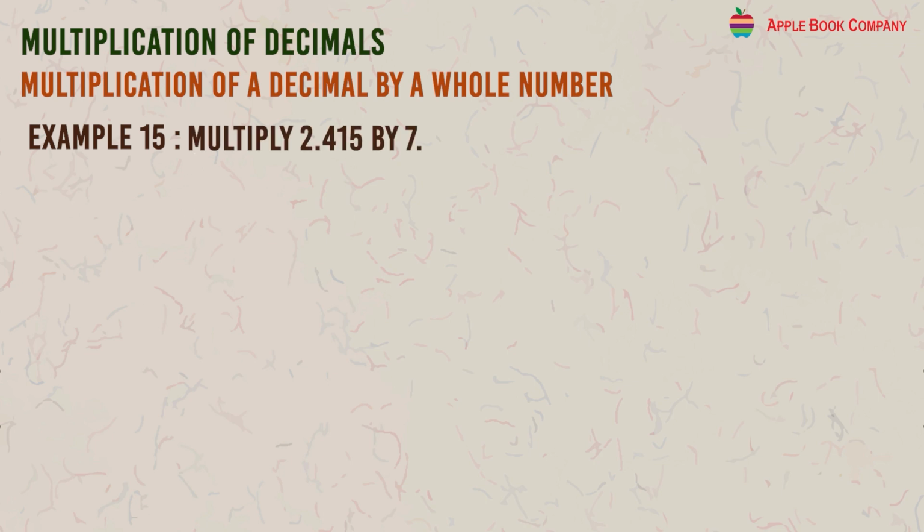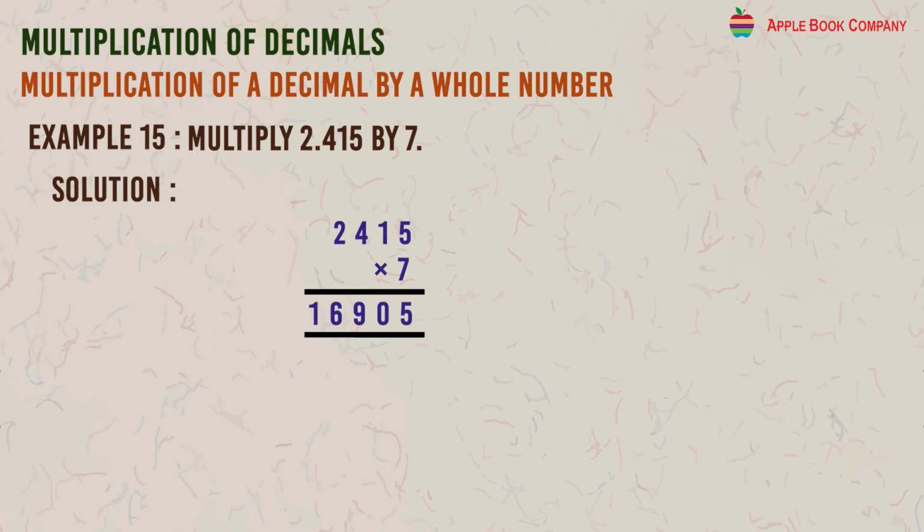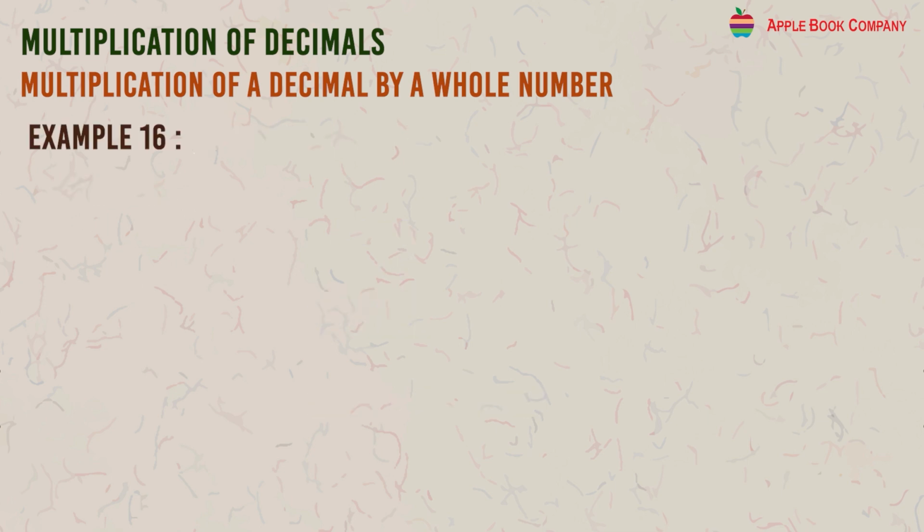Example 15. Multiply 2.415 by 7. Solution. First, we multiply 2415 by 7 and we get 16905. The given decimal number has 3 decimal places, so the product will have 3 decimal places. Therefore, 2.415 into 7 is equal to 16.905.